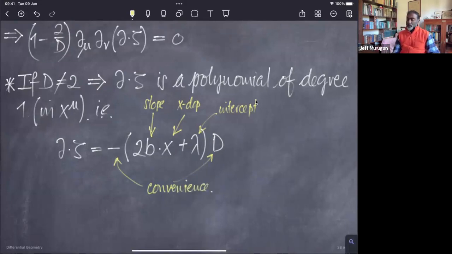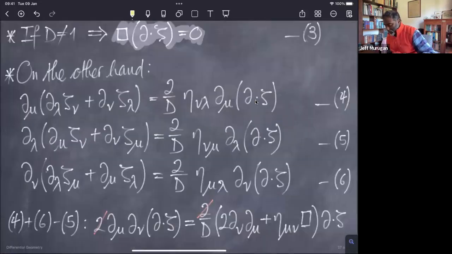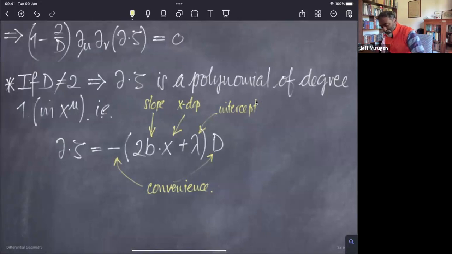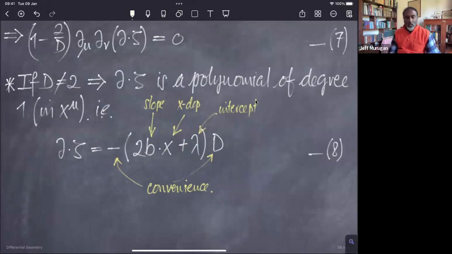It's because I know I'm going to need to have something looking like this in a little bit. So now this is equation 7. This gives us a parameterization for d dot zeta. But remember, we're not really interested in just d dot zeta. We're interested in zeta itself.